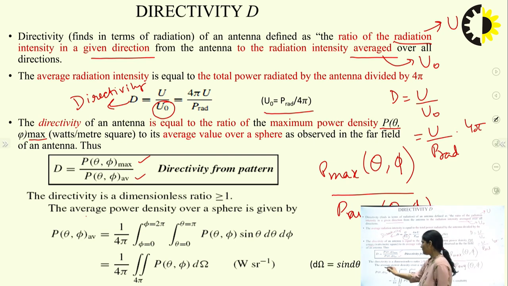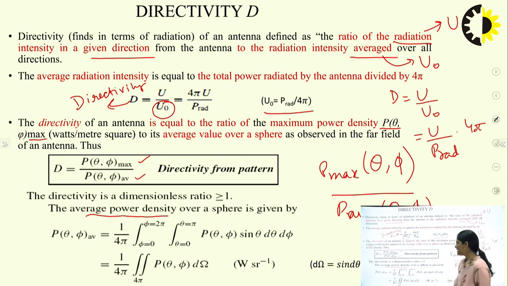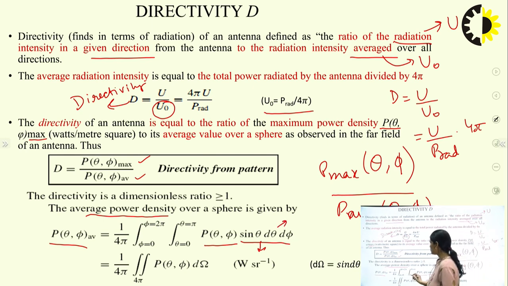Now, if you want to find out the average power density over a sphere, you can find out average power density, P average, as 1 upon 4 pi integration P theta comma phi d omega. So, write down here sin theta d theta d phi. This is your power. Now, integrate it in form of theta and phi. So, theta is equal to what? 0 to pi and phi is equal to 0 to 2 pi.